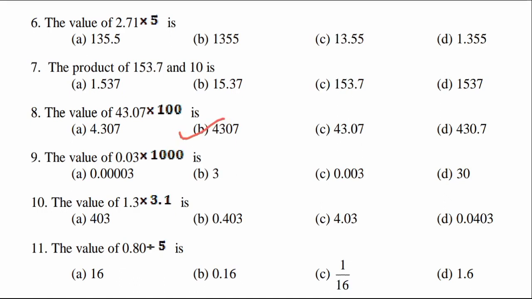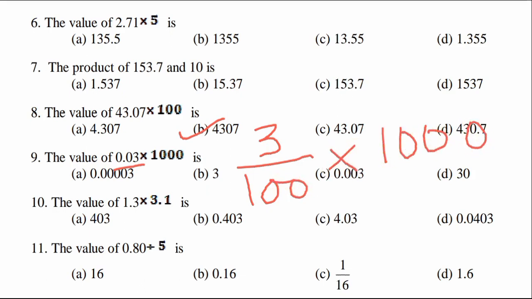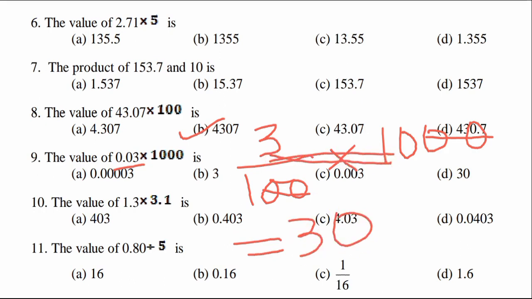Question number 9. The value of 0.03 multiplied by 1000 is... And here, first of all, we remove the decimal point, and for that we have to divide by 100, multiply by 1000. Now 2 zeros cut, and 3 multiplied by 10 is 30. So the correct answer is D, 30.